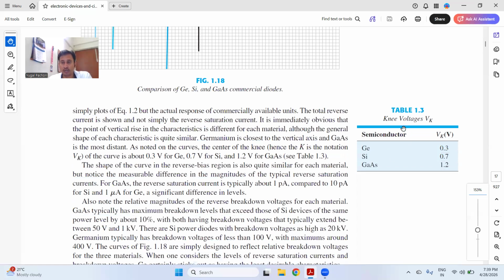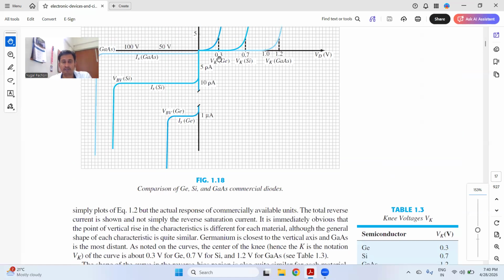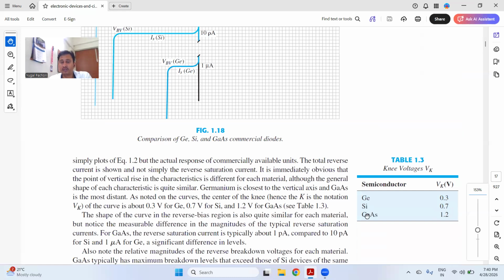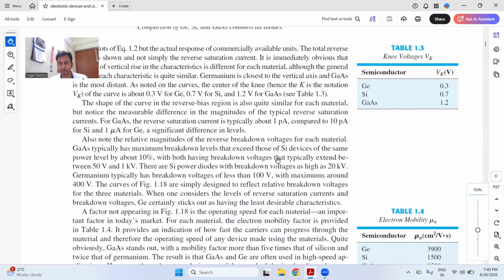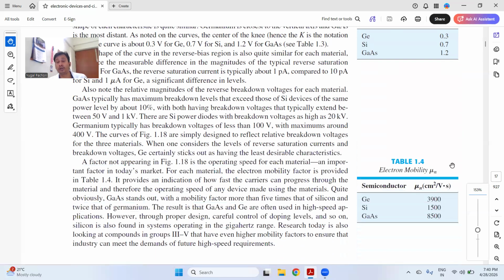You can see the knee voltage. I was talking about the cut-in voltage or the knee voltage. Knee voltage is 0.3 for germanium, as you have seen in this graph, and 0.7 for silicon, 1.2 for gallium arsenide. Knee voltage is also known as the cut-in voltage. So this is our discussion. Let's continue it. And what about the mobility?